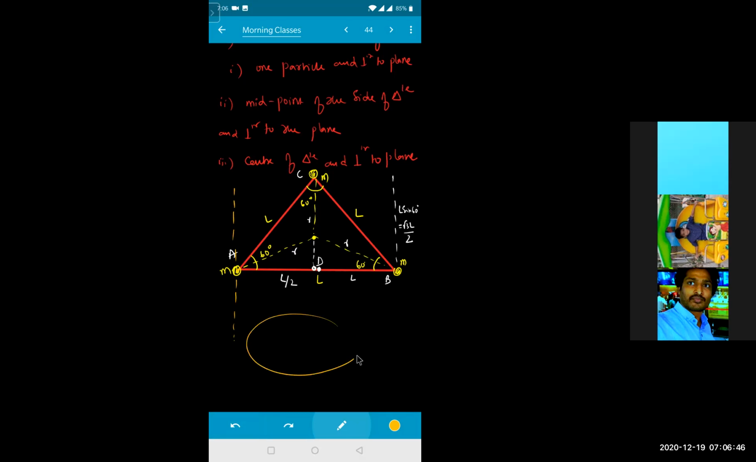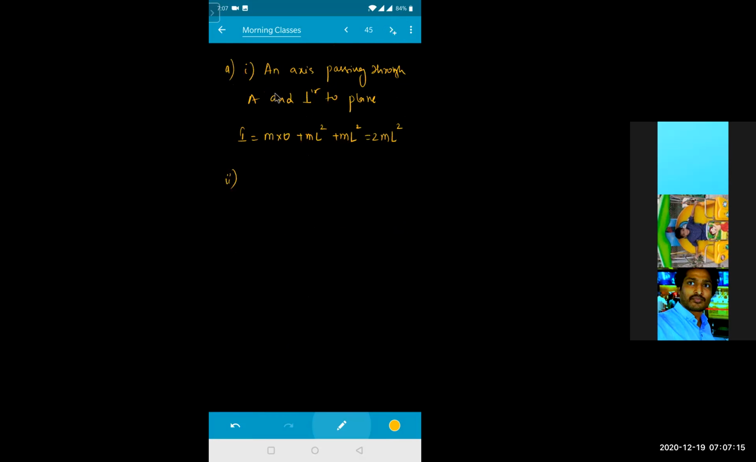Suppose this is a circle and this is the axis passing through the center, like this. One particle is here and one particle is there. Is the distance between them the radius? Here also it is the radius. From this point, how much is the distance? L. This is also L, because they are perpendicular to the plane. Got it? So about an axis passing through A and perpendicular to the plane, I will be equal to 2 into ML square.